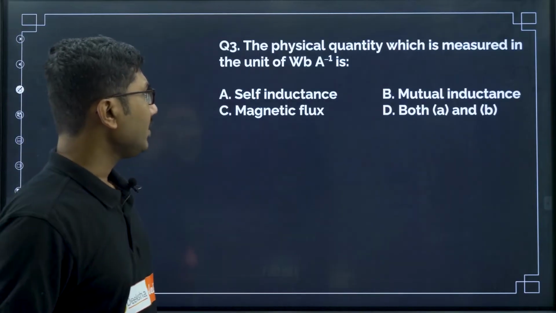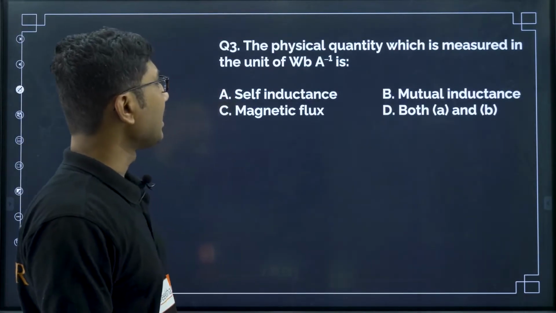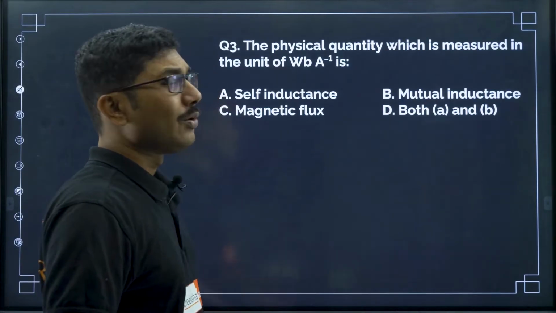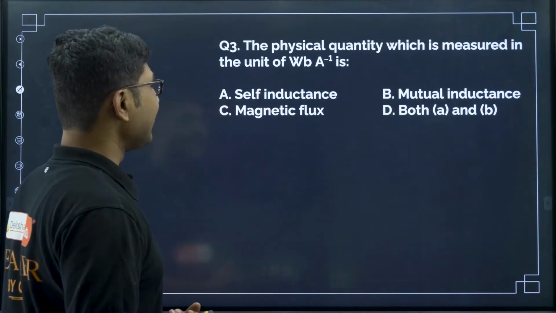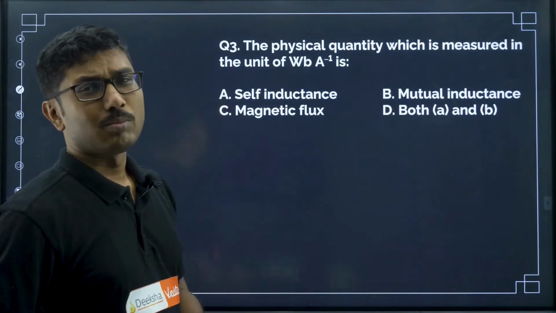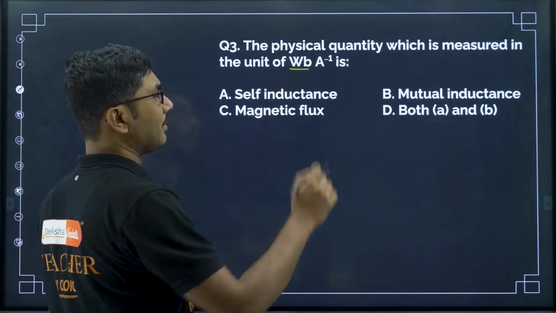Now, the physical quantity which is measured in the unit of Weber per ampere is: self inductance, mutual inductance, magnetic flux, or both A and B. Okay, magnetic flux unit is Weber.